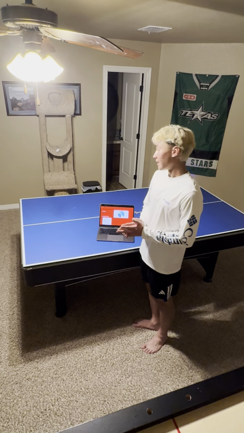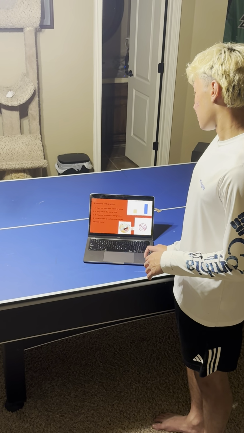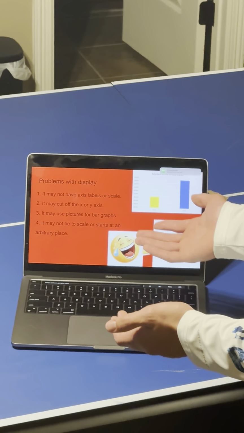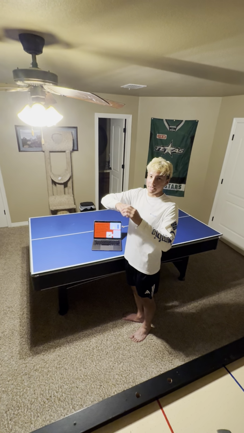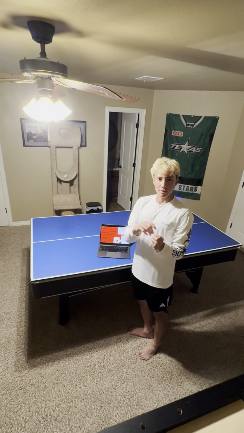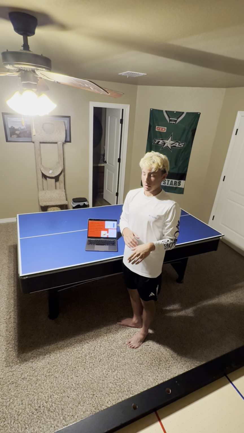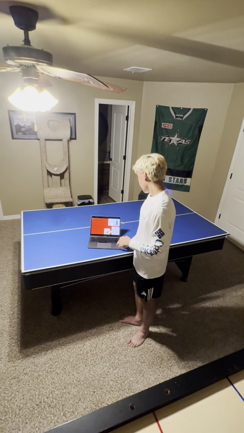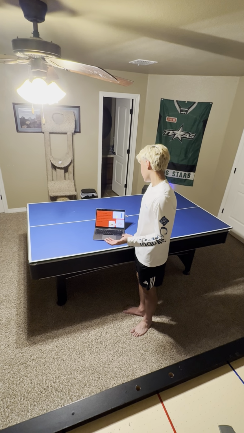How can we display categorical data? Some common examples are pie charts and counts or frequencies. Some problems with displays are that they may not have axis labels or scale, they may cut off the x or y axis, or they may use pictures for bar graphs, which is a very bad practice. For example, you can have a bar graph which goes up to 10 or 5, and you can have a huge ball that looks gigantic on the graph and goes up to 10, and a tiny ball that goes up to 5. You can fit, for example, 4 of these tiny balls in that huge ball. That makes it look statistically huge compared to the other ball. However, this is inaccurate because it wrongly displays the data, and therefore is misleading. The last problem is that it may not be to scale or may be stretched in an arbitrary place, for example, the example I just used.